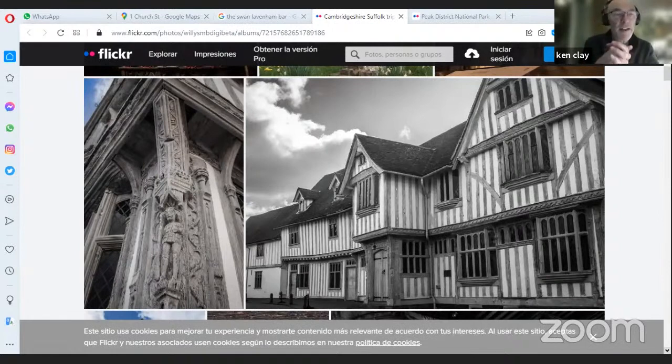You can see on the left of the screen just the carvings. Disculpa, no sé cómo se llama carving in español. The carvings, the detail within the wood which has been carved several centuries ago.